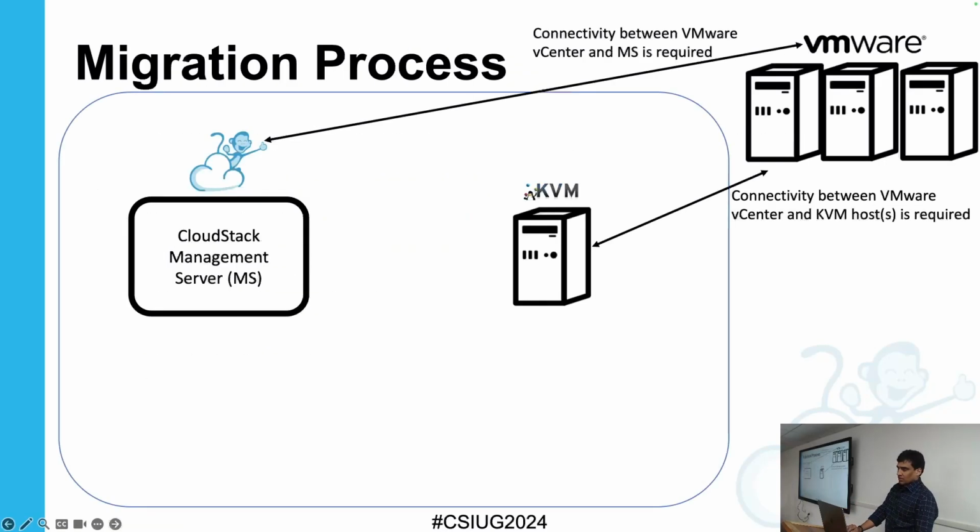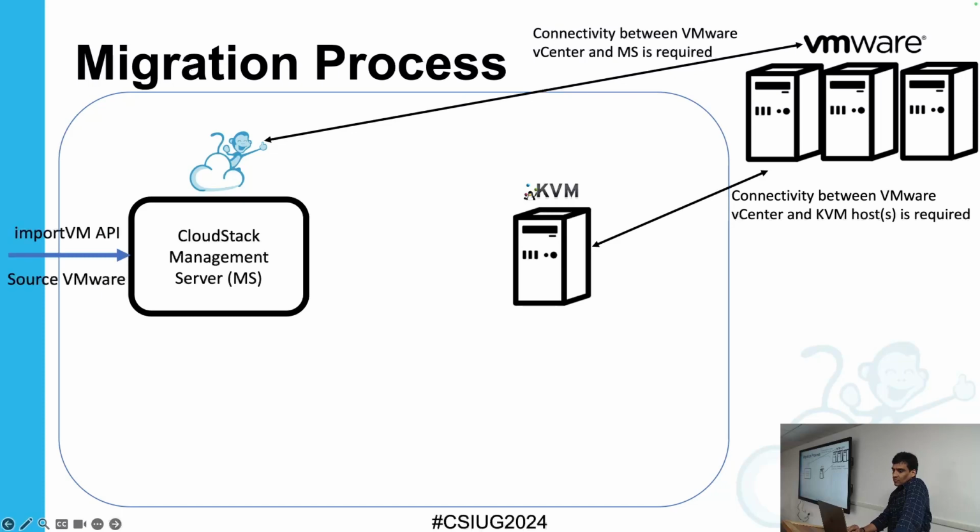And yeah, so this is the actual migration process. The initial prerequisites are that the management server should be able to connect to VMware vCenter, and the underlying KVM host which is doing the conversion should also be able to connect to the VMware vCenter and the host.